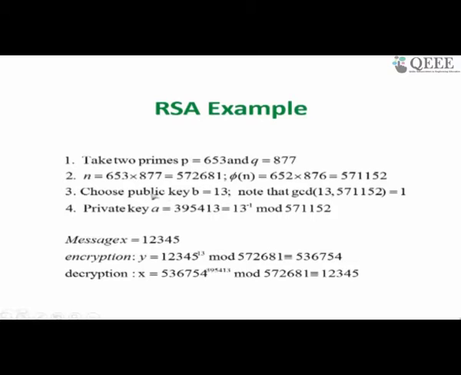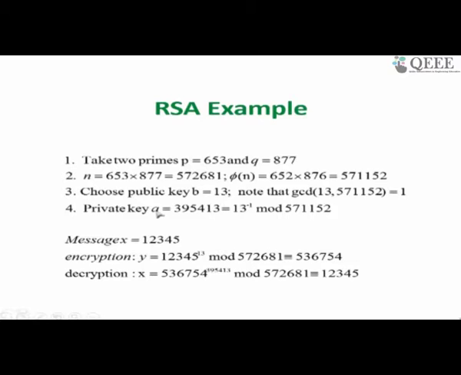Then Bob would randomly choose a public key called B. In this case, it is 13, such that the GCD of 13 and phi of n is 1. From this, he would find the inverse of B mod phi of n, that is 13 inverse mod phi of n, that is 571152, and he gets this to be 3,95,413. So this is the private key A.